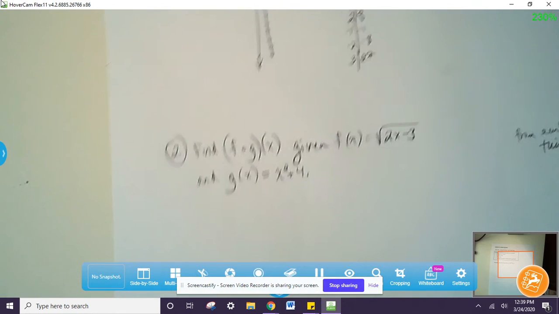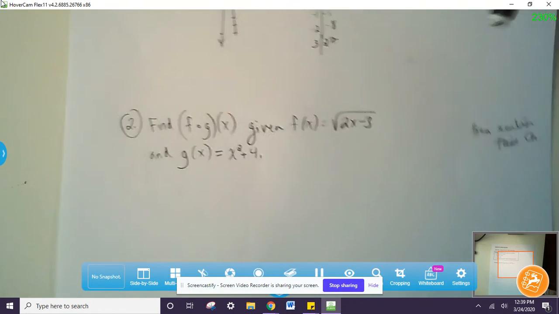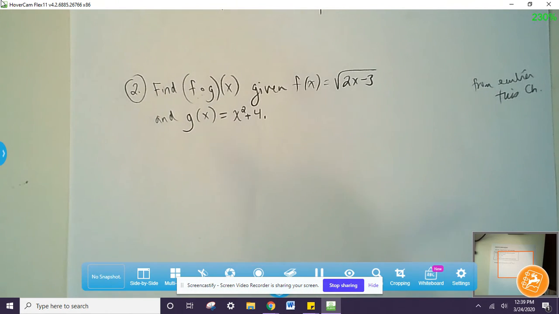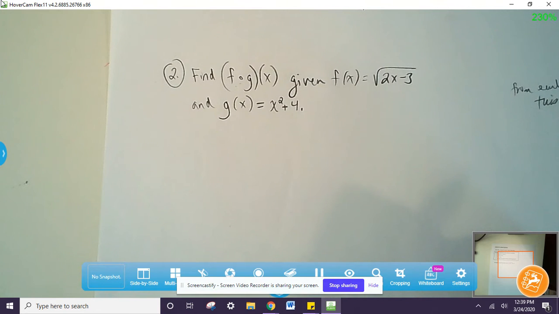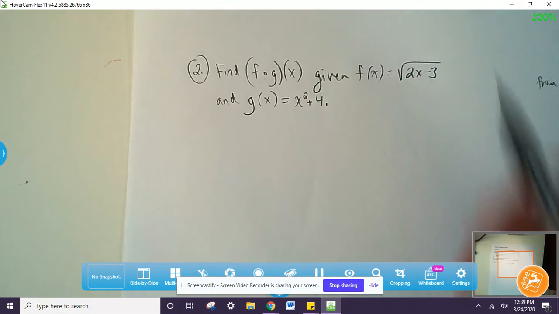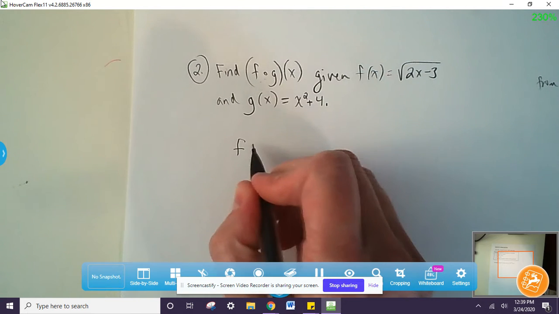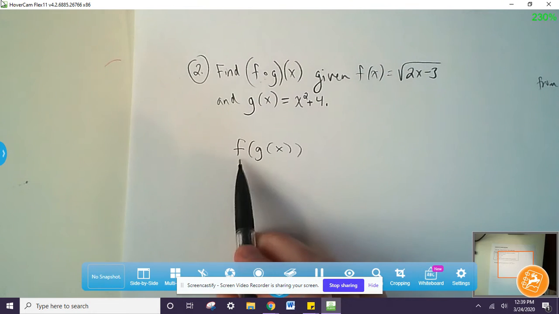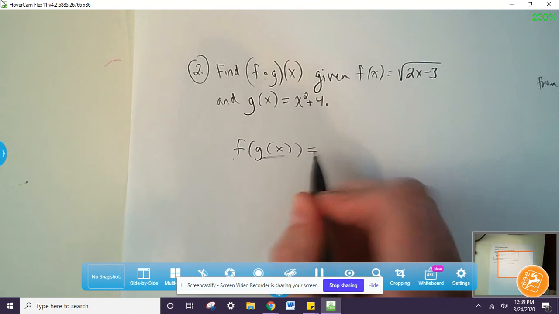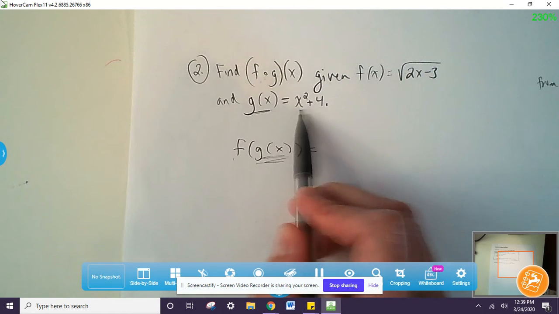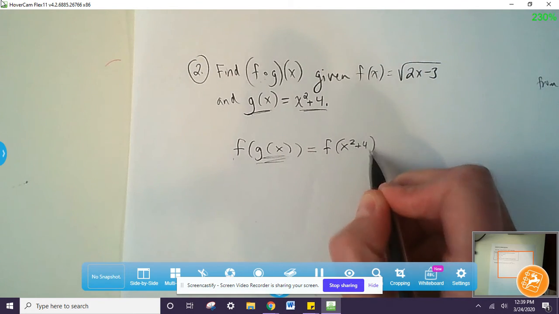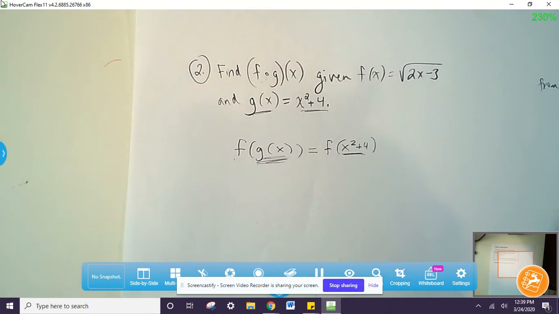For the next part of the warm-up, I want to review this. Do you remember what that symbol is called? It's called a composition. And what this means is we want to find f of g of x. So we want to put the function g of x inside the function f of x. So the way we do that is we replace g of x with whatever it's equal to. So g of x is x squared plus 4. So I've replaced g of x with the expression it's equal to.